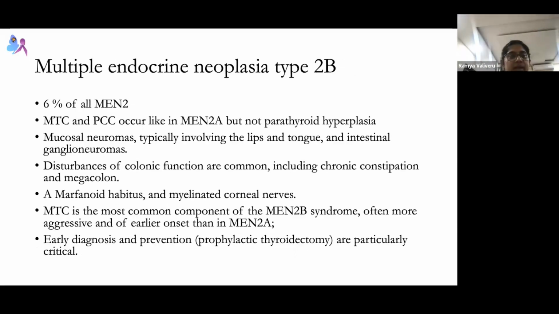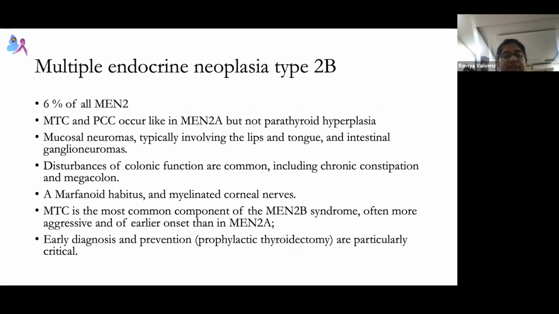And type 2B we have just been seeing. MTC and pheochromocytoma are like MEN2A, but there's no parathyroid disease. There are mucosal neuromas, typically involving the lips and tongue, and intestinal ganglioneuromas, and disturbance of colonic function is common, including chronic constipation and megacolon, irrespective of whether it is Hirschsprung's or not. A marfanoid habitus, myelinated corneal nerves, and MTC is the most common component of MEN2B.